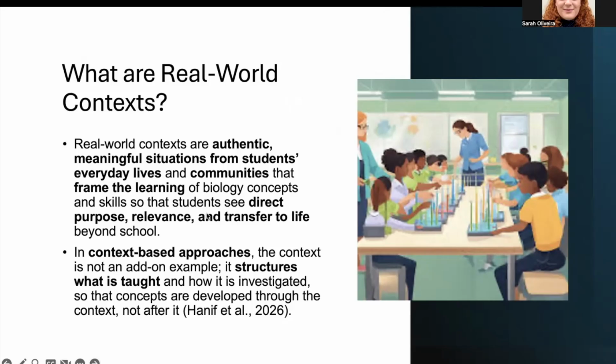So, in general, context-based approaches are not just an add-on example, and it's really important that we're not just saying that when we're using examples. It's the ultimate structure of what we teach and how a topic is investigated. The context is the topic, and we teach around the context rather than concepts that are supported by contexts. So it structures what is taught and how it's investigated, so that concepts are developed through the context, not after it. That's really important. I've listed that reference at the end from Honey Fidel.